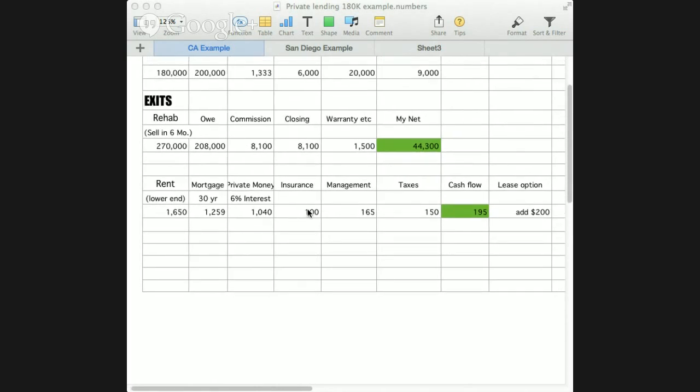I've added insurance, management fees for a property manager, what the taxes would cost, because your taxes should be $180, but the taxes are based on what you bought the property for. So a cash flow a little under $200 a month. If you lease option, you might get a little bit more on that, but check into the new rules from Dodd-Frank on all the lease options.